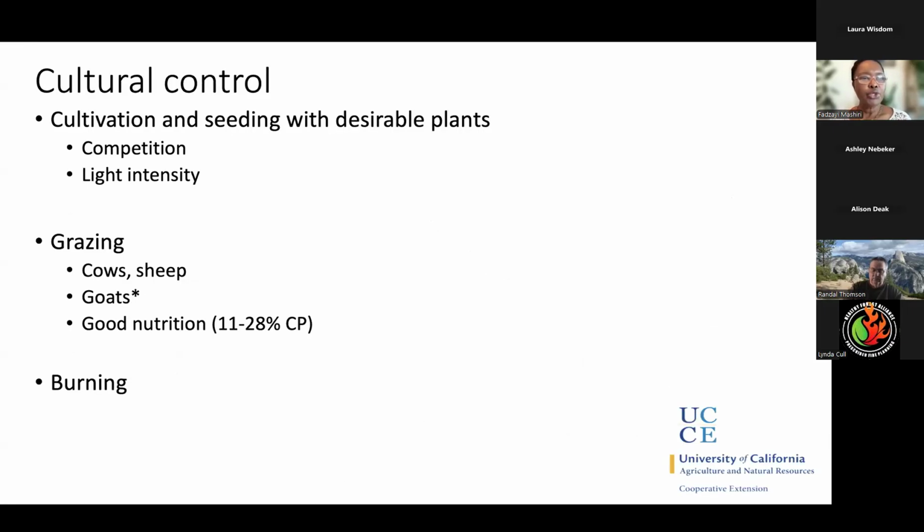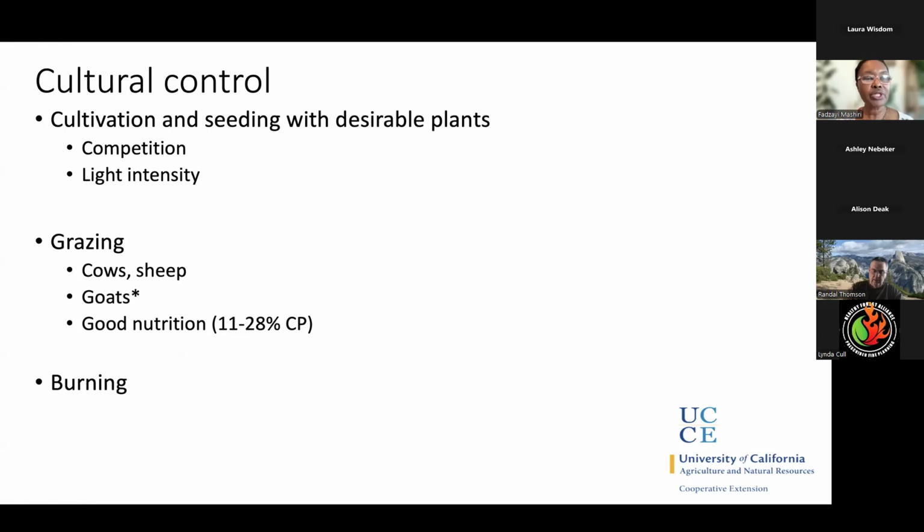The other tools that can be used are cultural tools like cultivating or seeding with more desirable species to at least provide that competition and reduce the light available to the yellow star thistle, which reduces its vigor to grow and thrive.